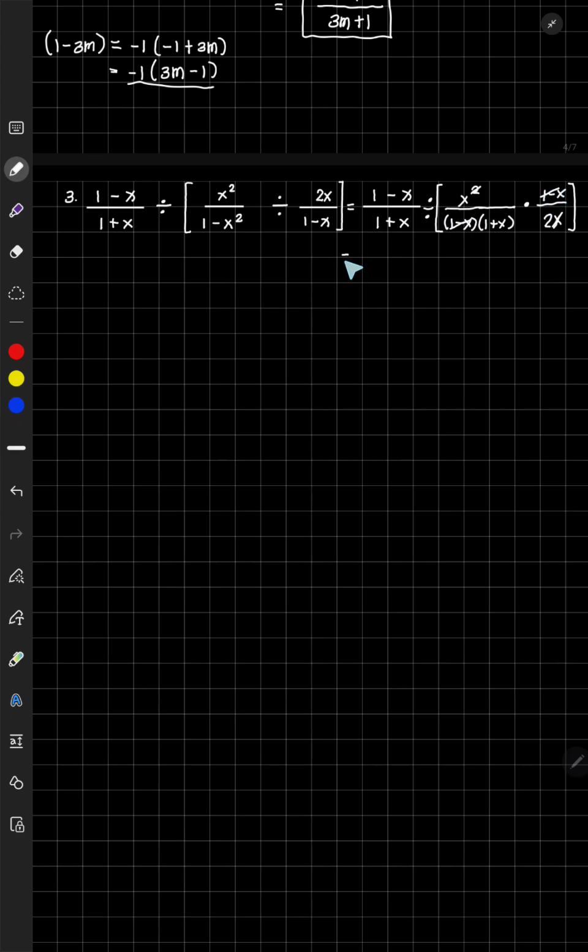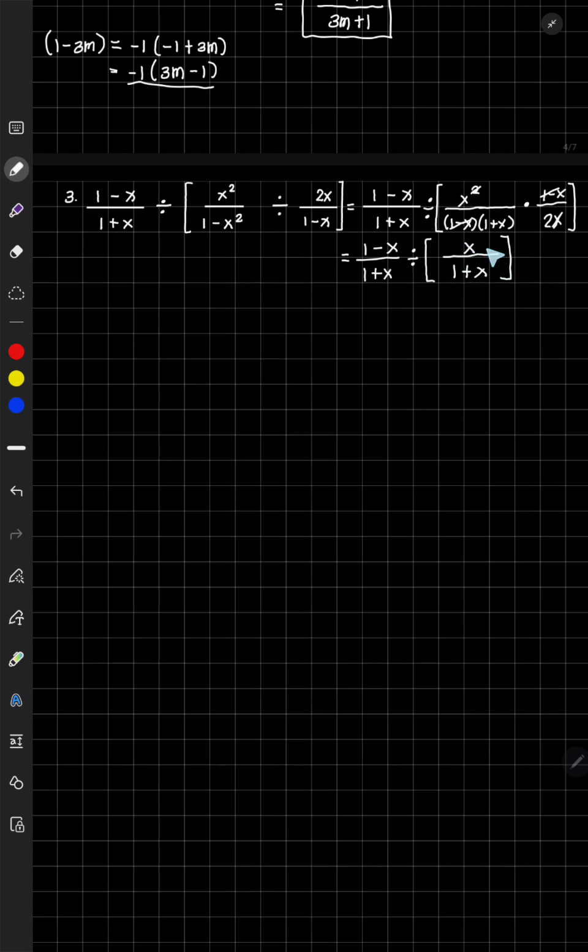So what's left would be 1 minus x, 1 plus x, divided by x and 1 plus x, so we have 1 plus x. Then since we simplified what's inside the parentheses, we can already divide 1 minus x over 1 plus x by x over 1 plus x.